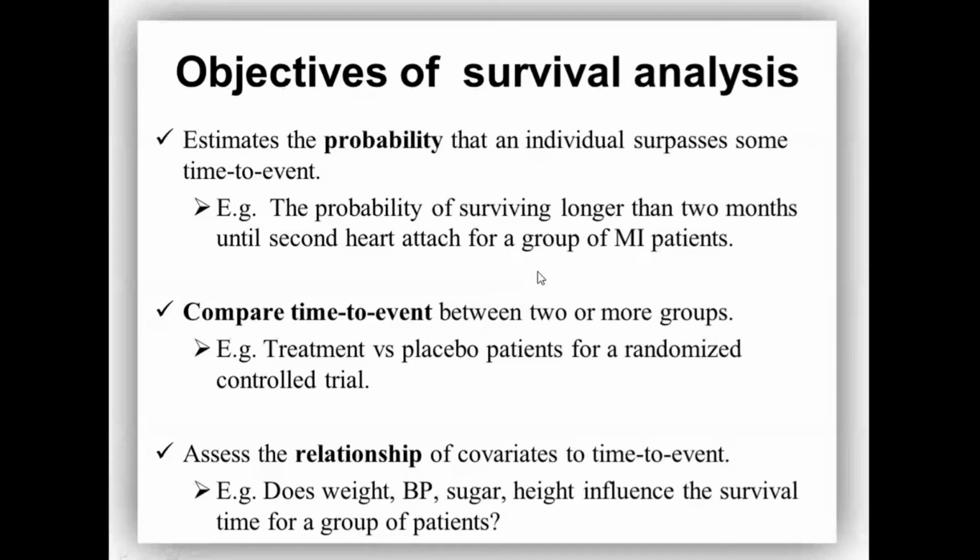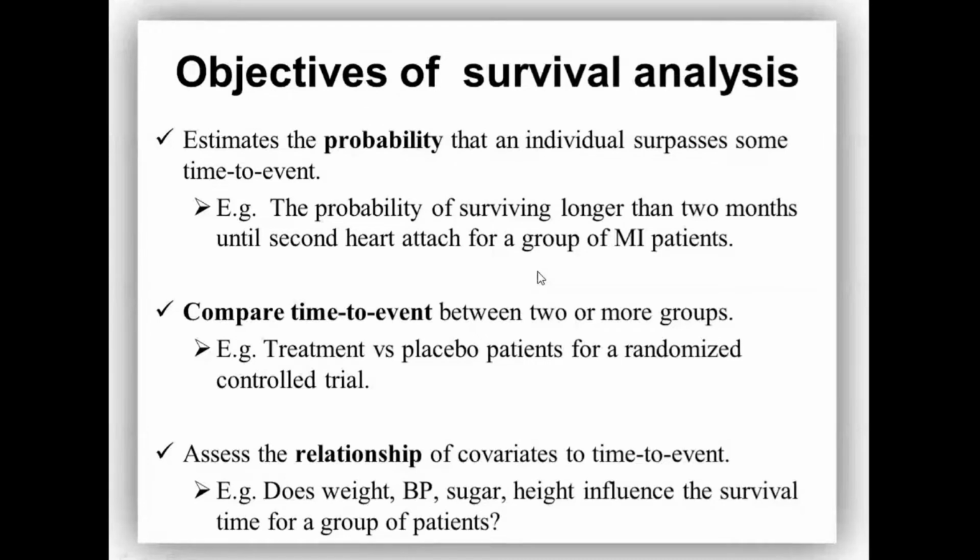Second, you can also compare the survival of two groups, for example the treatment group and the placebo group. If the treatment group survived longer than the placebo, then that means that treatment is better. Third, you can also measure the effect of different covariates on the survival time. That's also another beauty. Which factors elongate the survival time and which factors shorten the survival time?